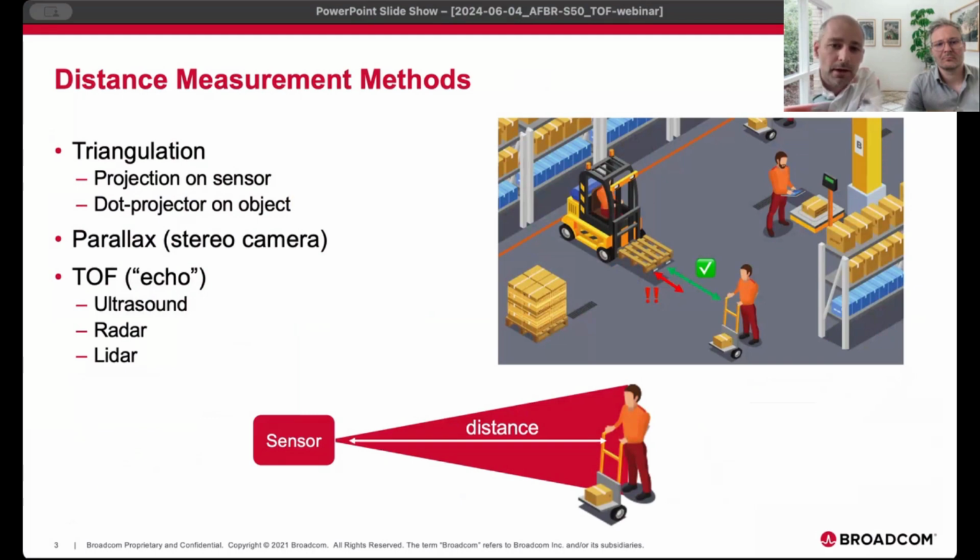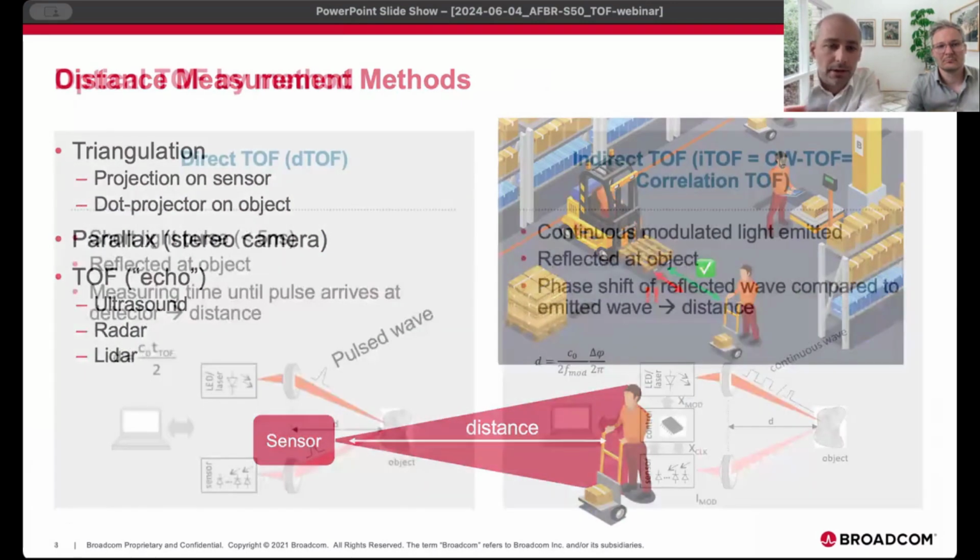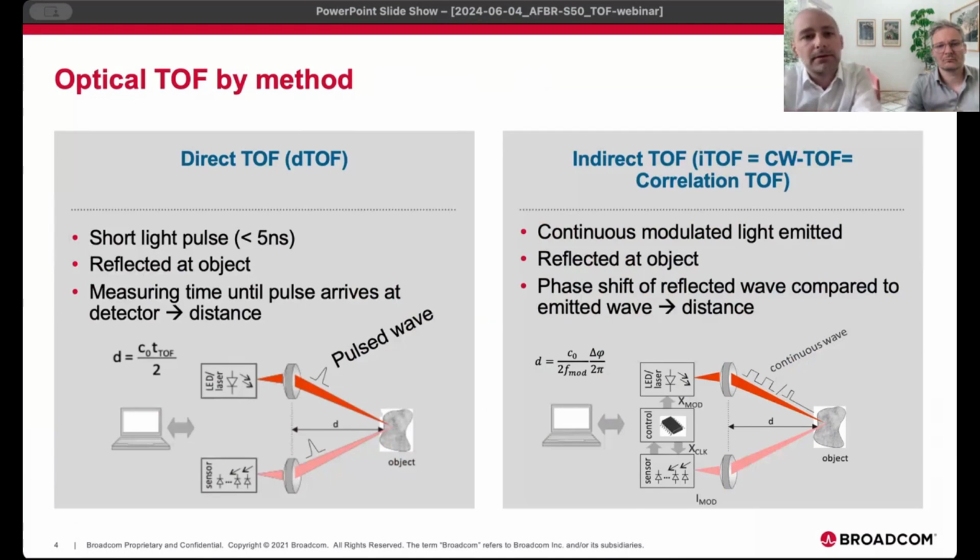It's based on an echo, and in order to get an echo, you also need to transmit a signal. The signal can be either acoustic, so it's an ultrasound sensor, or it can be electromagnetic waves like radar, or it can be optical like LiDAR. So we are today talking about this optical time-of-flight or LiDAR sensor method for measuring distances. Going a bit deeper into the topic, there are two main methods of measuring distances using light.